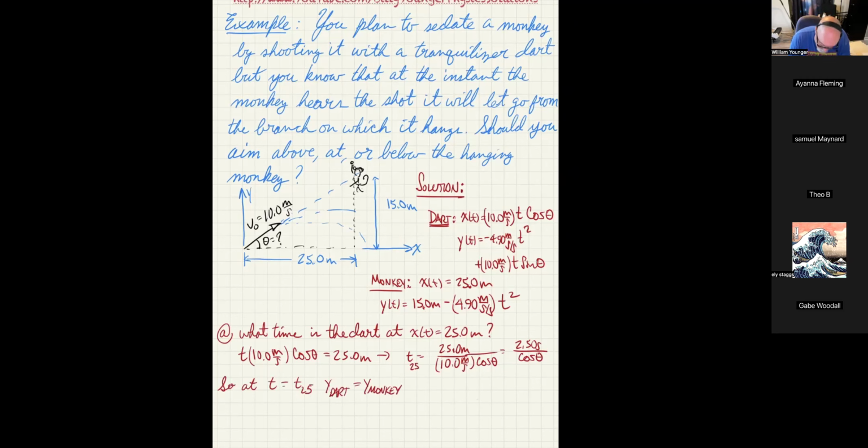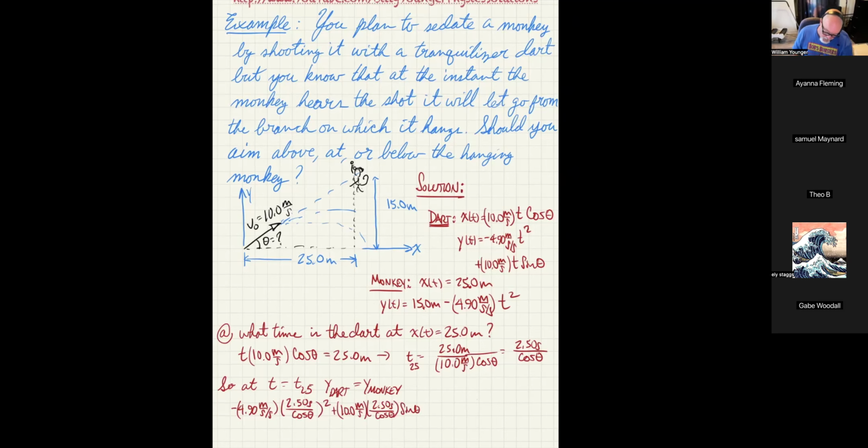So plugging that in, what I'm going to get is negative 4.90 meters per second squared times t squared. Oops, that's times t. So I actually know what that t is supposed to be. I'm going to plug in 2.50 seconds over cosine theta, and that's supposed to be t squared from the dart's y of t. And then it'll be plus 10.0 meters per second times t, which is 2.50 seconds over cosine theta, times, in this case, sine theta.